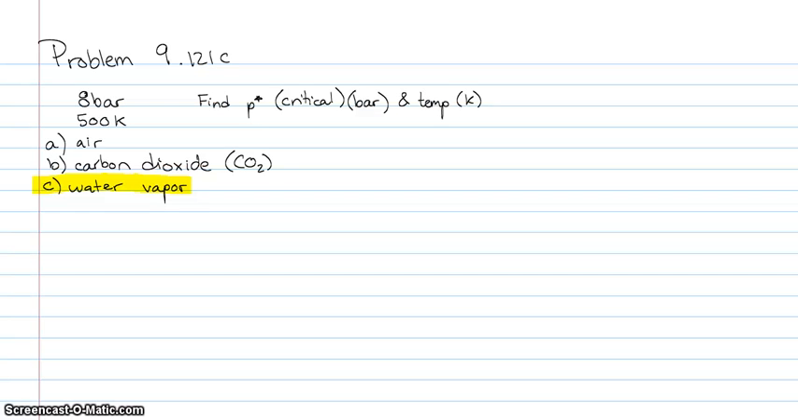Alright, so this problem here is problem 9, chapter 9, problem 121, and then I'm just doing part C, which is for water vapor. It's asking us to find the critical pressure in bars as well as the temperature. For something like this, it really helps to draw out just even a rough sketch of what you're trying to solve for.